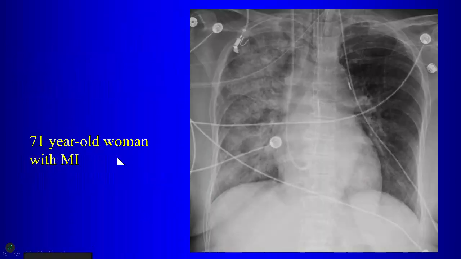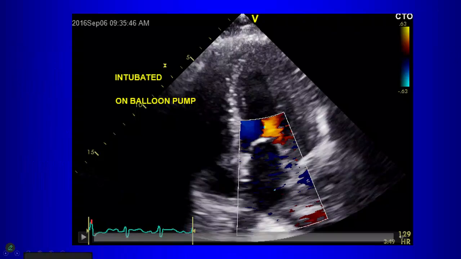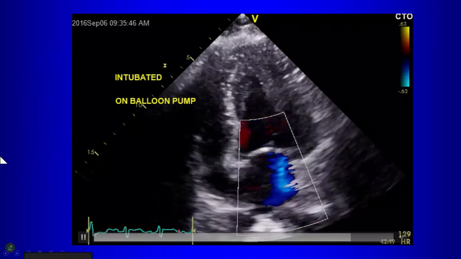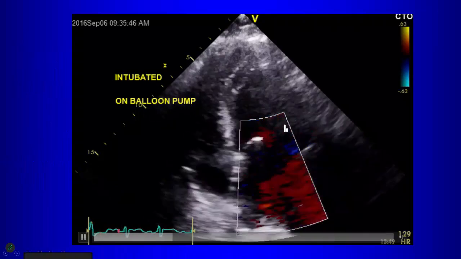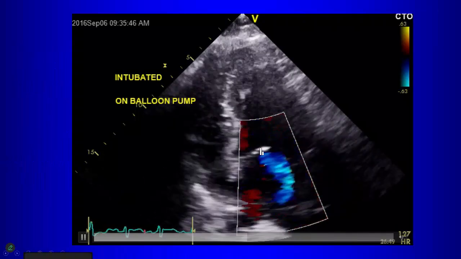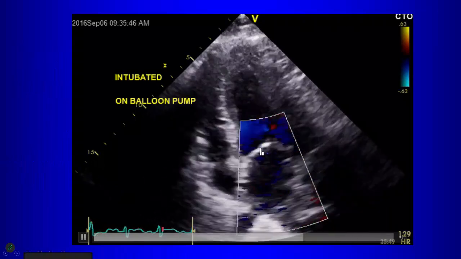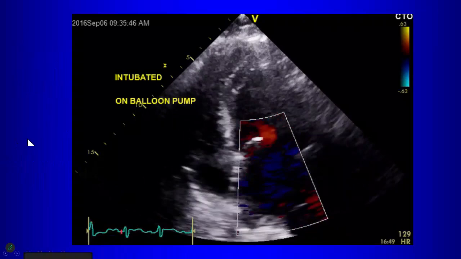So here's a 71-year-old woman after a myocardial infarction. You can see again there's asymmetric pulmonary edema here. It's worse on the right side, but this was from papillary muscle dysfunction as opposed to rupture, and her echocardiography showed severe mitral regurgitation from the papillary muscle dysfunction associated with the infarct in this case.